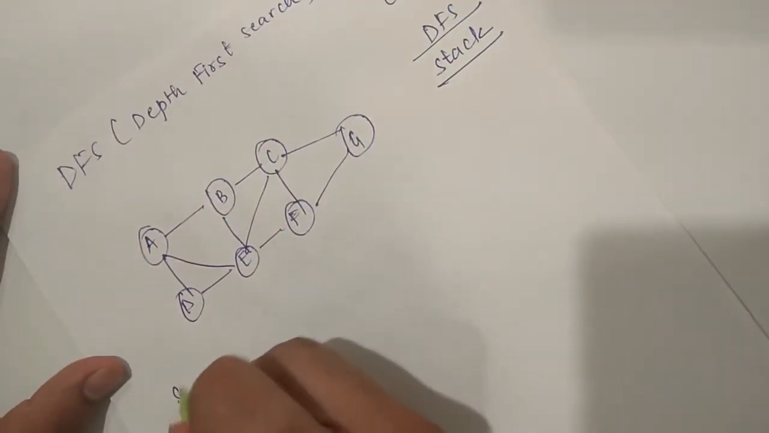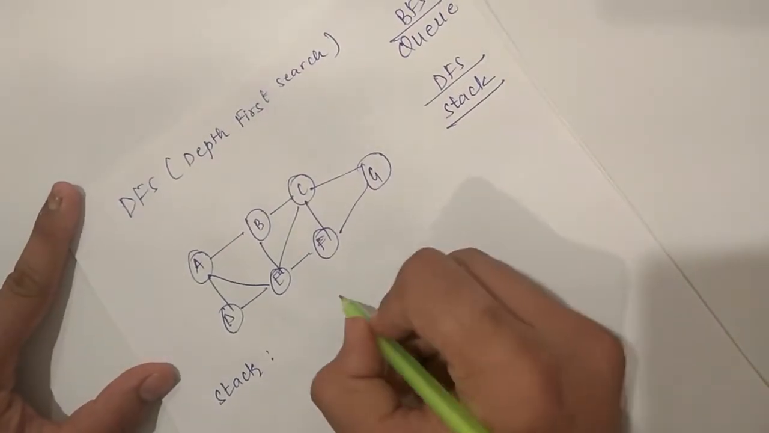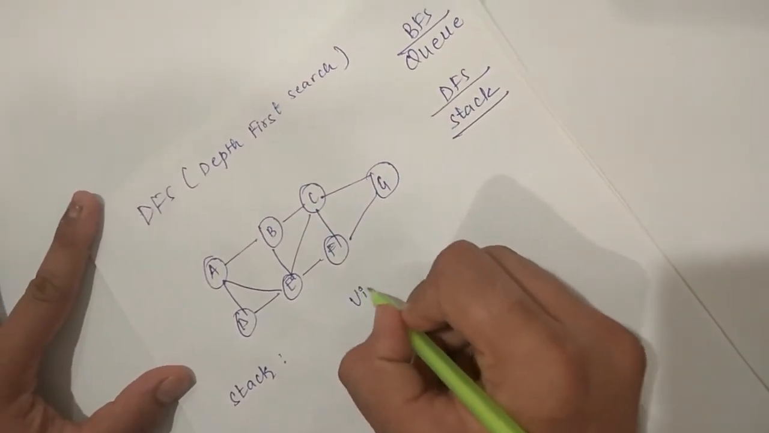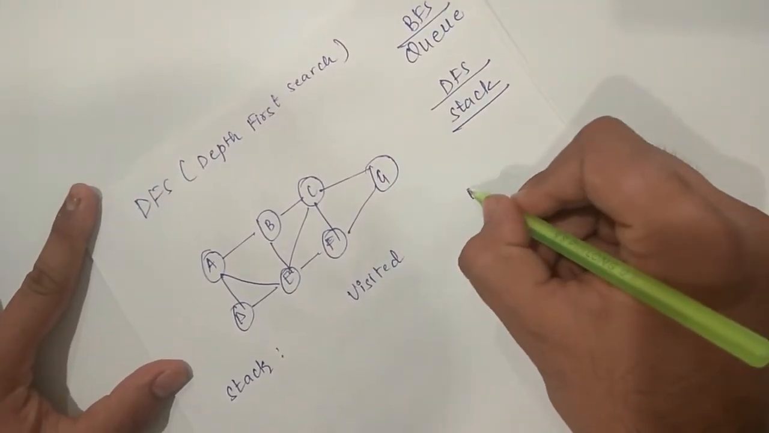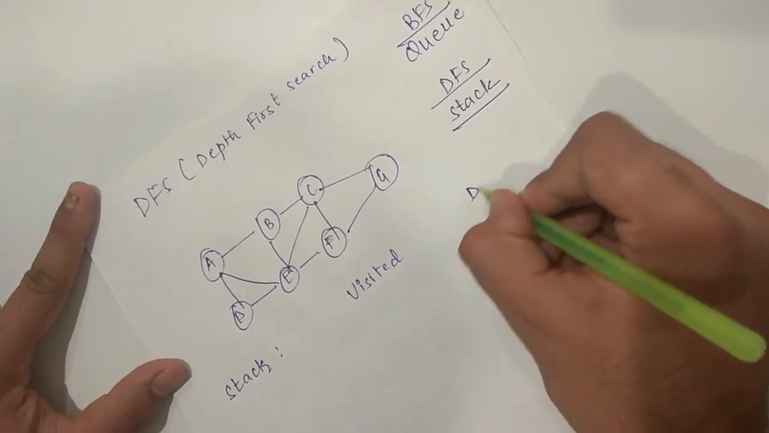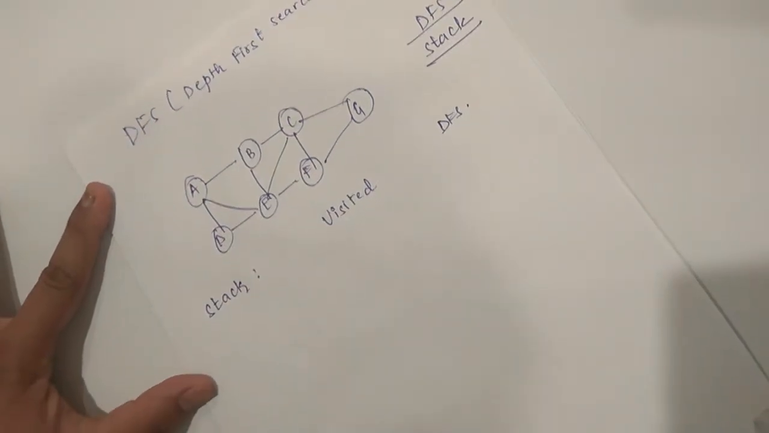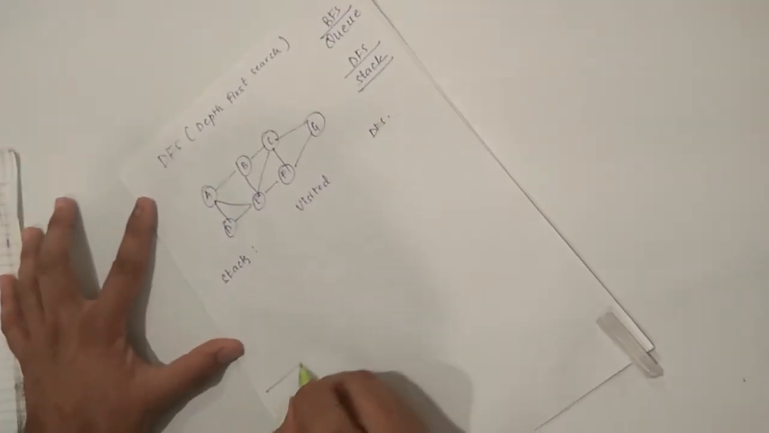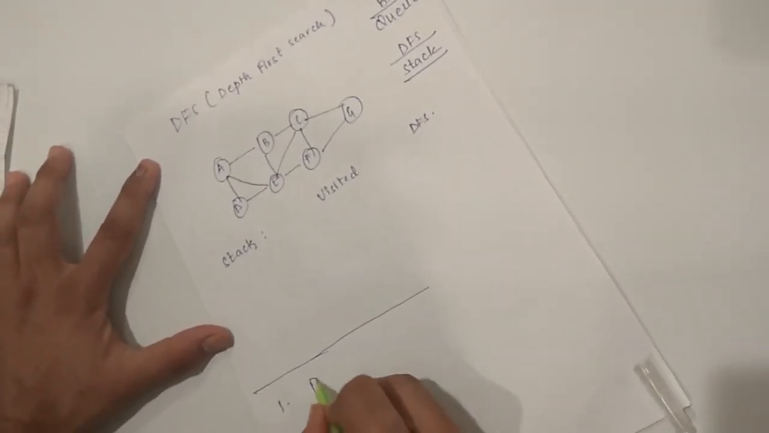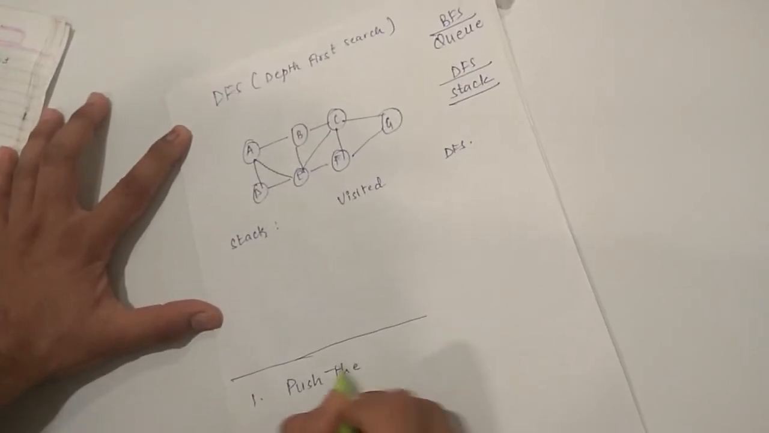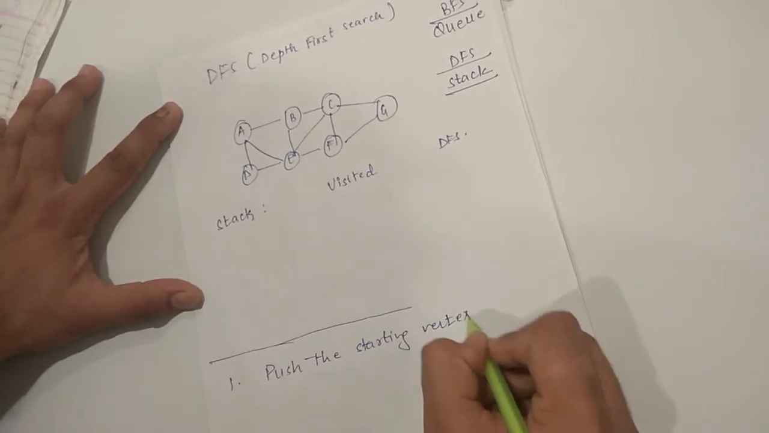So again we would be requiring three things. The first thing is a stack. The second thing is the array which keeps track of visited and unvisited nodes, and the third thing is your final result of the DFS traversal. So now let us first of all write the algorithm of DFS, and then we would try to solve it step by step. The algorithm consists of, the first step is to push the starting vertex and print.